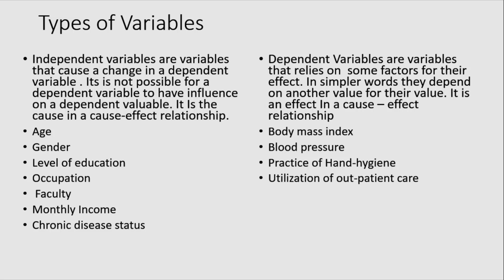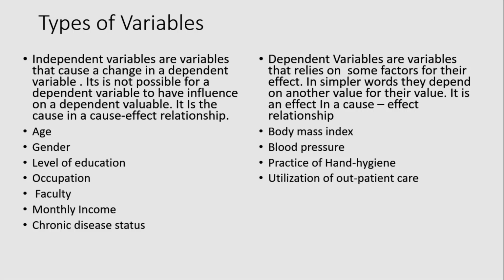So we have something like age. Age is something everyone comes with. You can't change someone's gender, level of education, occupation. Instead, these factors can have an effect on other variables. So we now have the dependent variables, which are variables that rely on some other factors for their effects. So a change in an independent variable causes a change in a dependent variable.